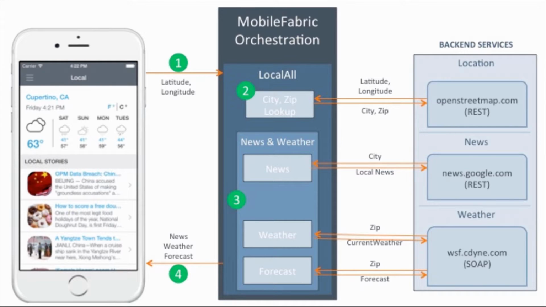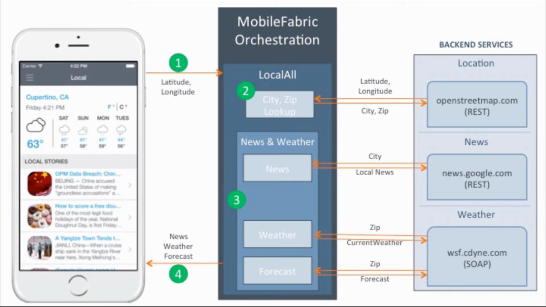What we'll be building in this demo is a news and weather app, and it uses Google News, and it'll show world news and technology news, but it'll also show local. And when we go into the local screen, it does a combination of pulling back your current weather, your weather forecast, and also your local news based on your current location.